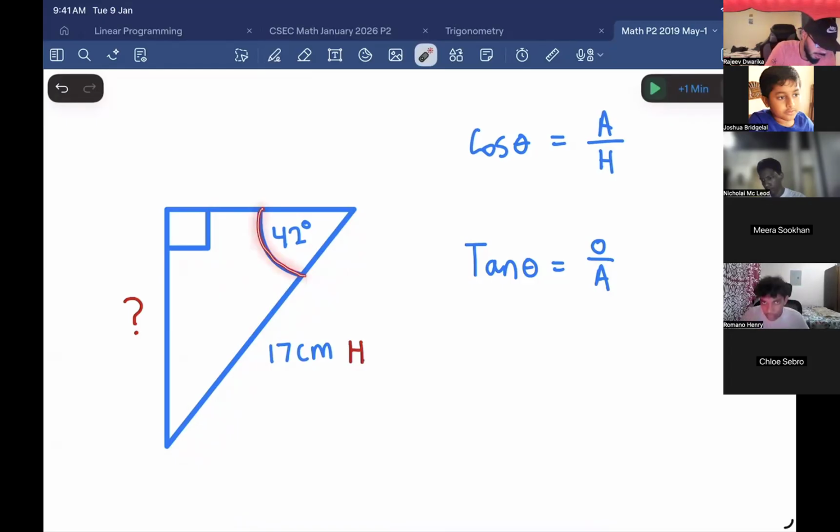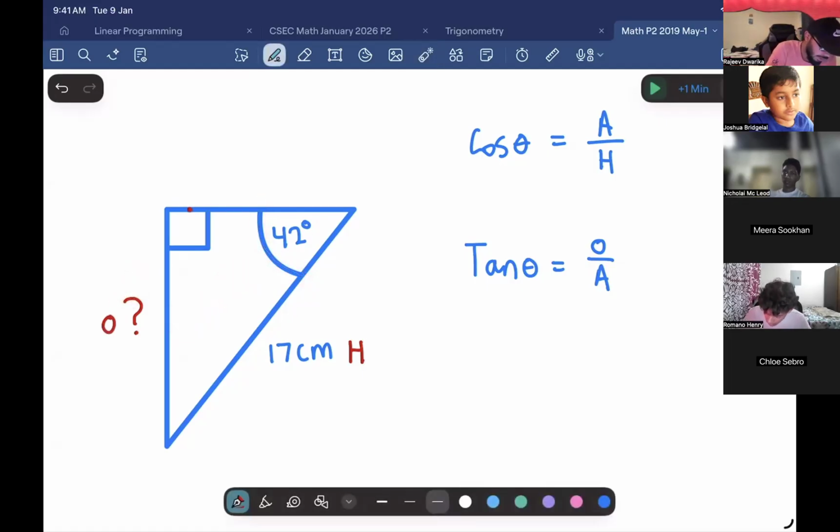If this is the angle in question, wouldn't this be the side opposite it? Yes, sir. So what would I call this side then? The opposite. Exactly. And if you look at the angle, the angle is right next to this side. Another word for right next to is adjacent. So this is adjacent. Let me know if you understand that.